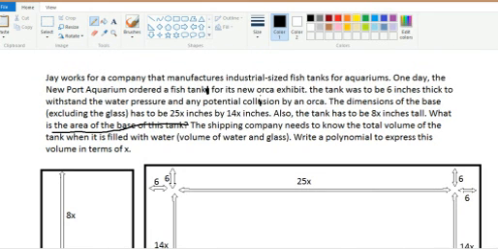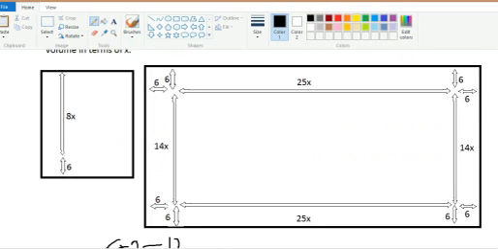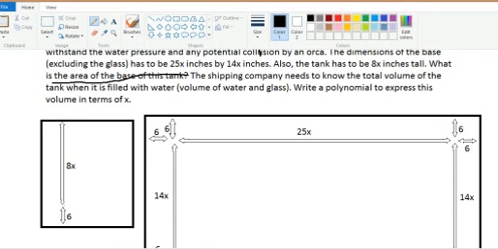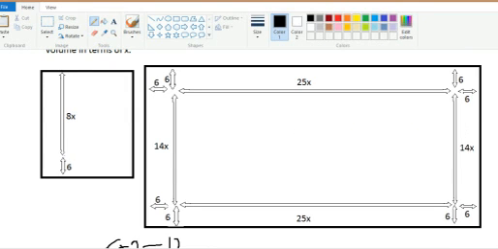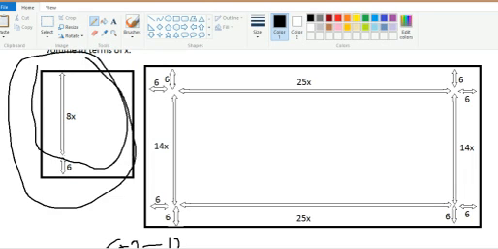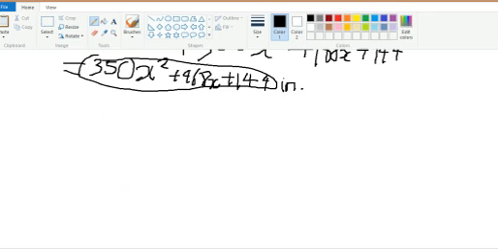The shipping company needs to know what the total volume of the tank is when it is filled with water. So that's volume of the water and the glass together. Write a polynomial to express this volume in terms of x. In order to find the total volume, we would have to multiply the area of the base that we have just found by the height, which can be seen here in this diagram. That is 8x plus 6. So this form should be familiar also. It is ax squared plus bx plus c in parentheses multiplied by in parentheses dx plus e.